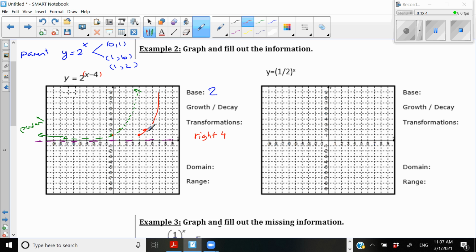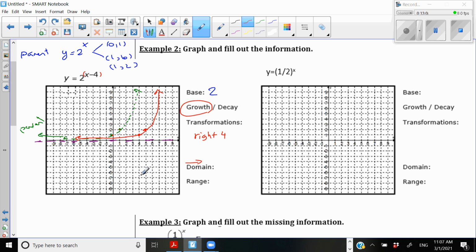It's going to be like this on this side, and on the other side it's getting close to the asymptote and continues the same way. So this is my graph now. Is it growing or decay? It's growth, because the base value is a number which is greater than 1. That's the base.